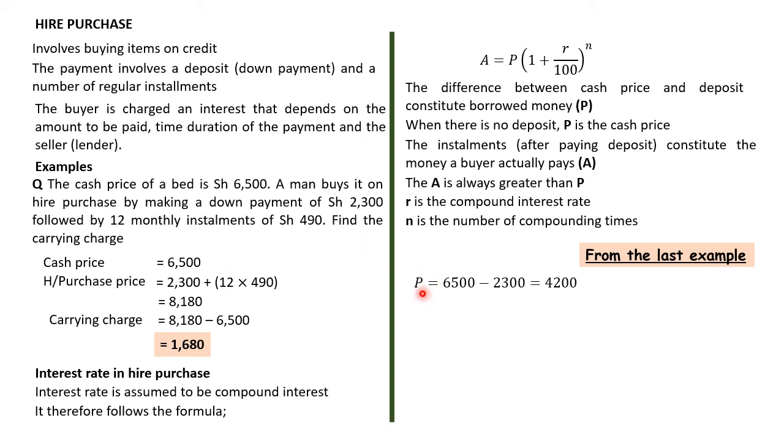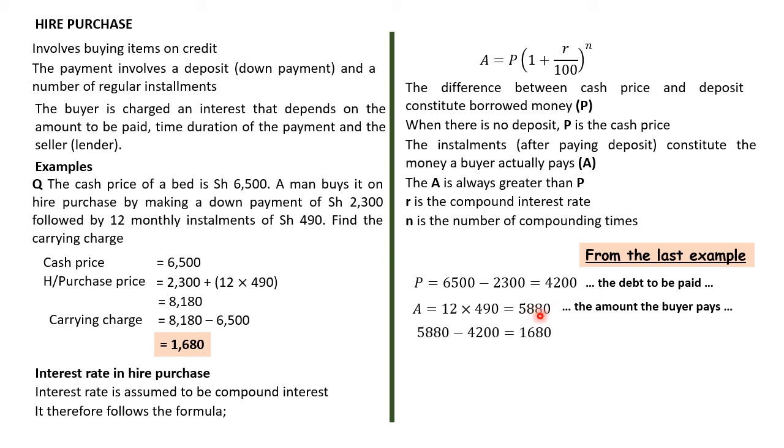One, P, we have said, is the difference between the cash price and the deposit. It is going to be 4,200. So he borrowed 4,200. That's the debt to be paid. But the amount that he pays is 12 times 490, which is 5,880, and that is the amount the buyer actually pays. So he borrowed 4,200, but he pays 5,880. So what's happening? The difference, 1,680, is a carrying charge, or if you like, the interest. So the question is now, what's the interest rate?